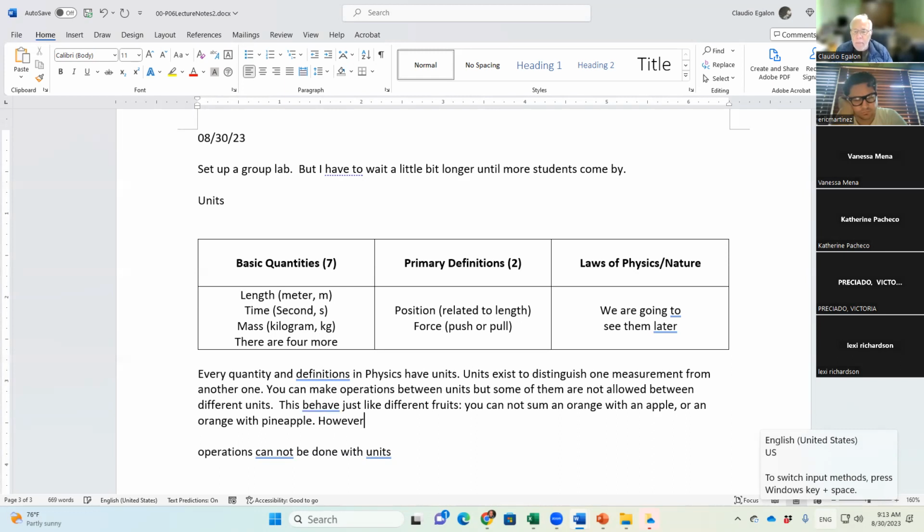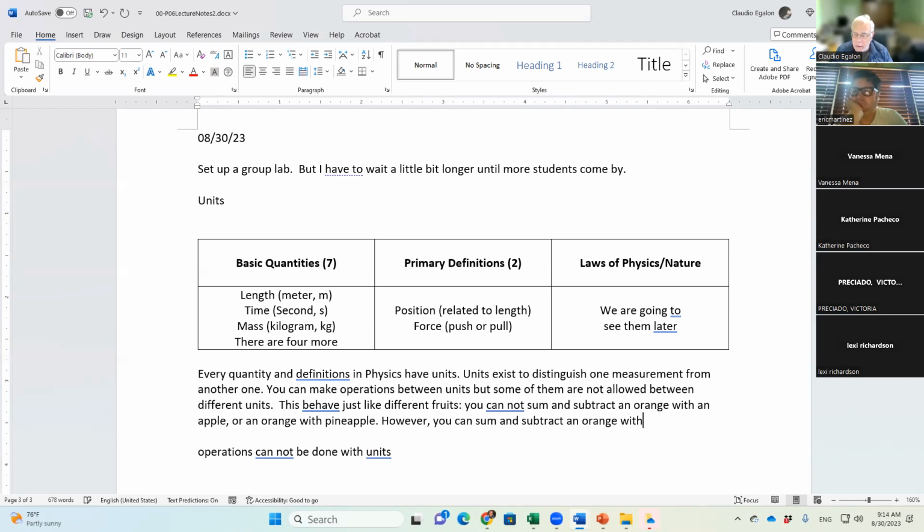However, you can sum and subtract, right? You cannot sum and subtract an orange with an apple or an orange with a pineapple. However, you can sum and subtract an orange with another orange, and so on. The same thing applies to units.